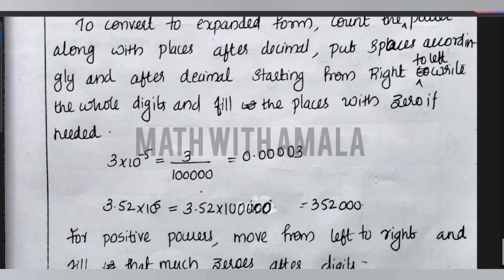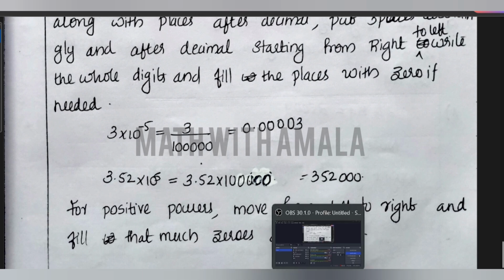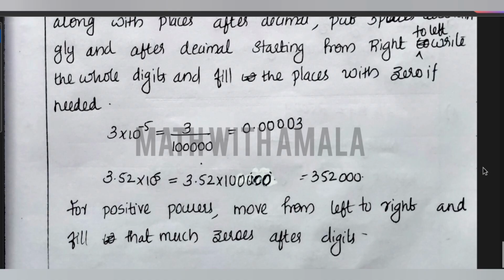In 3.52 into 10 raised to 5, you can give that much of decimal places over there. Then you can fill it with 352 and move towards the right, because it is not negative 5, it is positive 5. For positive powers, move from left to right and fill that many zeros after the digits. Okay, so this is the second case.